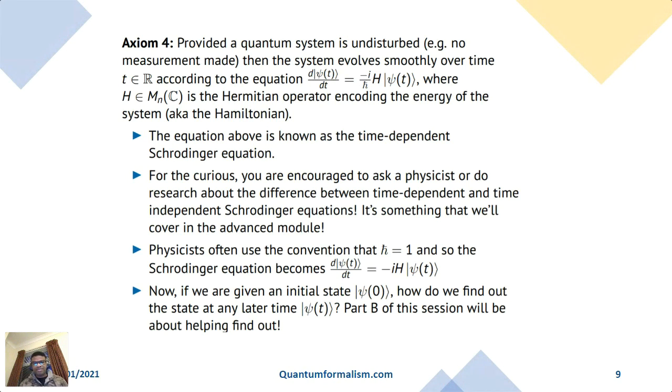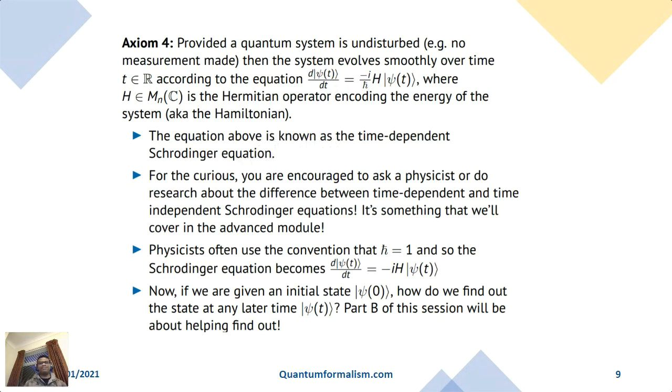So the axiom is telling us that so far, in the other axioms, we've been setting out the kinematic aspects of the theory. This is now the dynamical aspect of the theory. This is telling you how the states evolve over time when you are not doing anything to the system. You leave the system alone, you're not doing anything. This is how the system evolves. This is known as the time-dependent Schrodinger equation.